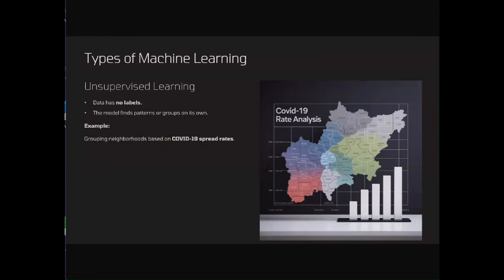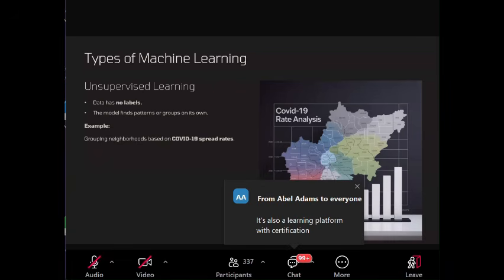So during a COVID-19 outbreak, you can gather data from different states, put them together, and you don't know what you're going to find because the data is not structured. And the algorithm will be able to come up with patterns based on that data.